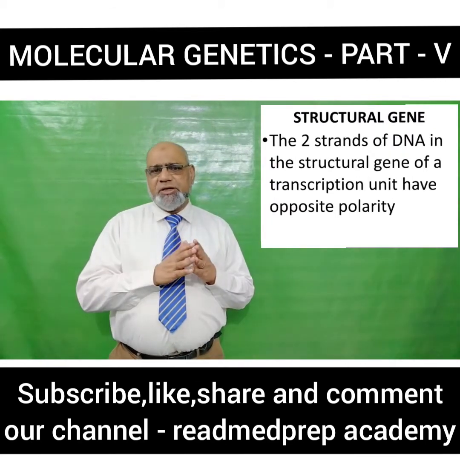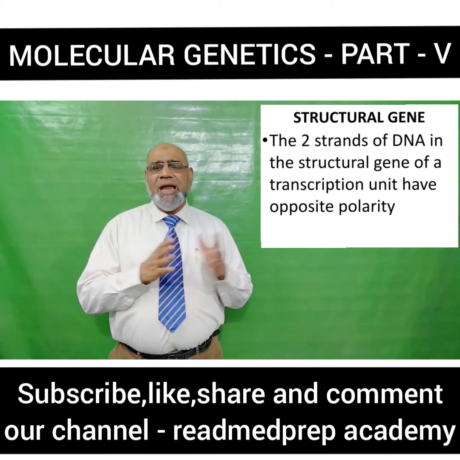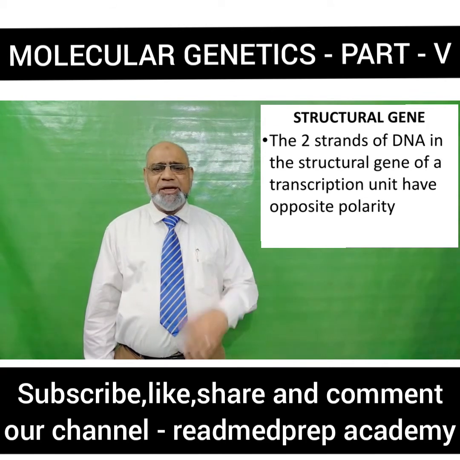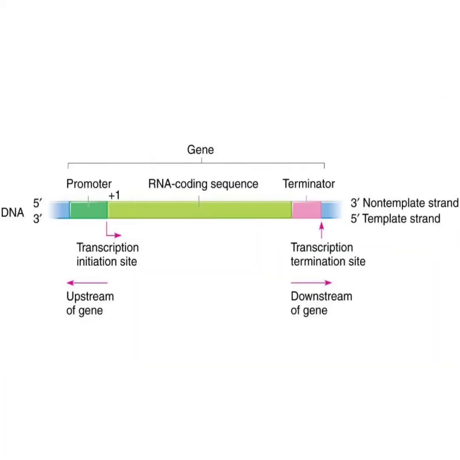Now coming to the structural gene. The two strands of DNA in a structural gene of a transcription unit have opposite polarity. One strand is 3' to 5', the other strand is 5' to 3'. Here in this image you can see the promoter site where the initiation of transcription occurs. Next to it is the RNA coding sequence, and next to it is the terminator site where the transcription terminates. The promoter, RNA coding sequence and the terminator together are called the gene.